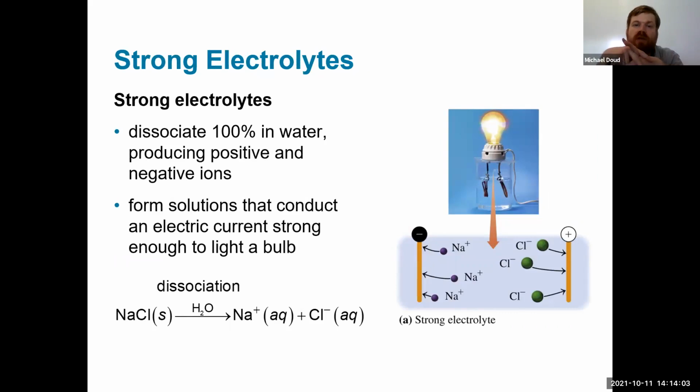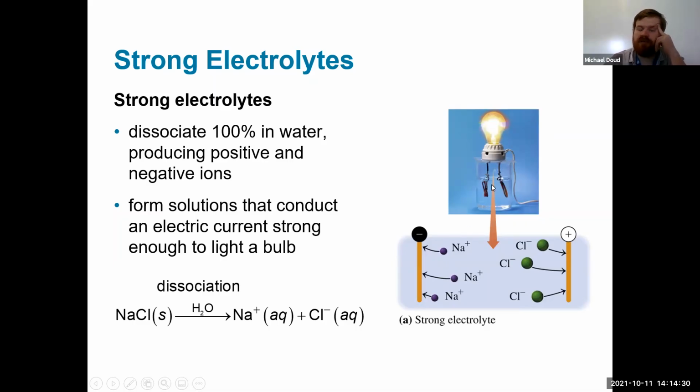There's a few different classes of electrolytes. We have first the strong electrolytes. Strong electrolytes are ionic compounds that dissociate 100% in water. That sounds like a difficult thing, but all I'm saying is that sodium chloride, for example, dissolves completely to sodium ions and chloride ions. And these solutions will conduct electricity very strongly.